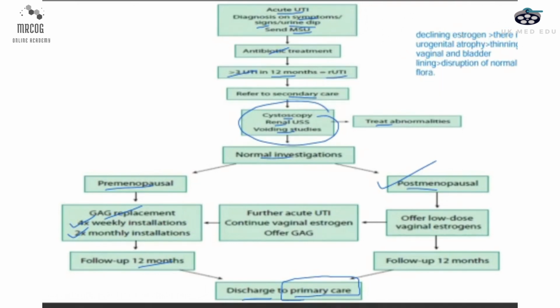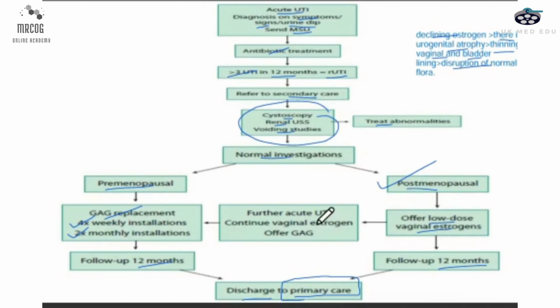So why are postmenopausal women prone to UTI? Because of declining estrogen, there is urogenital atrophy, which causes thinning of vaginal and bladder lining, and also causes disruption of the normal flora. All of which predispose to infection. So if the woman is postmenopausal and investigations are normal, we offer low dose vaginal estrogen. We then follow up for 12 months to monitor symptom control.